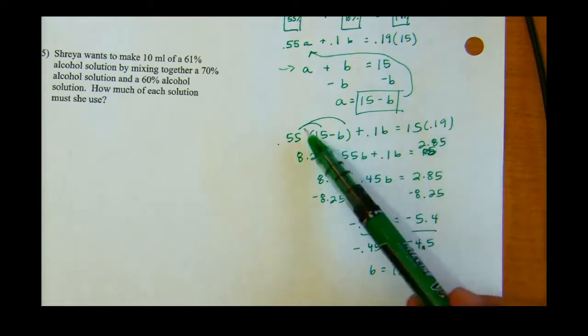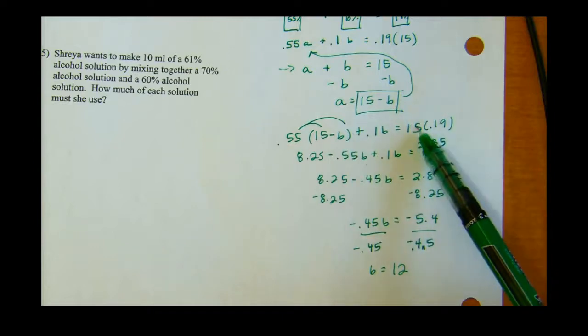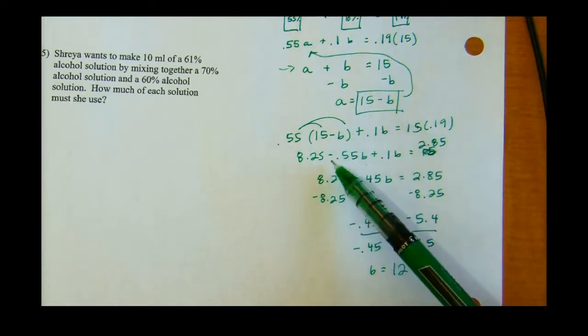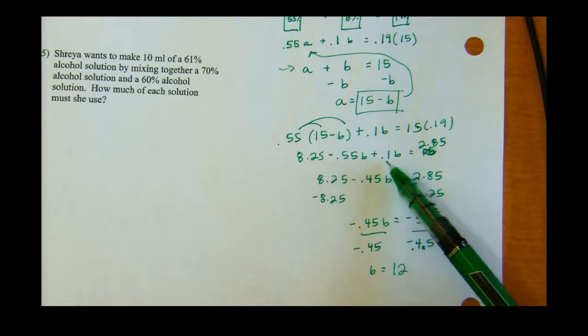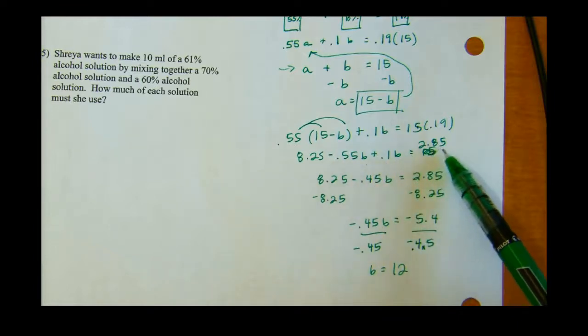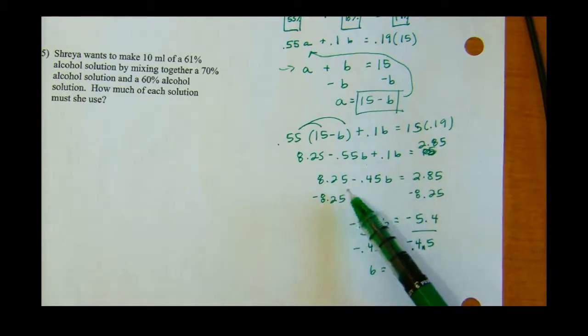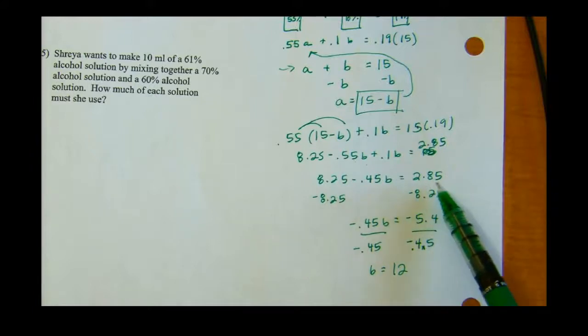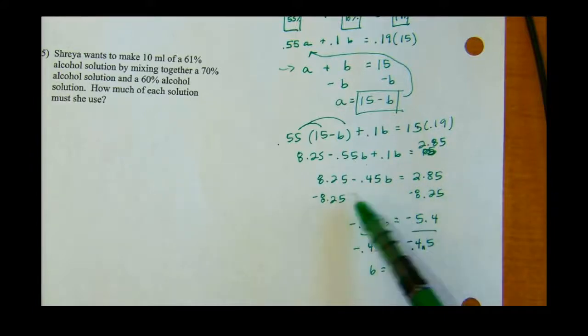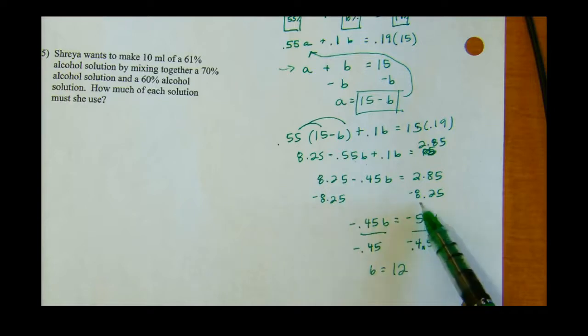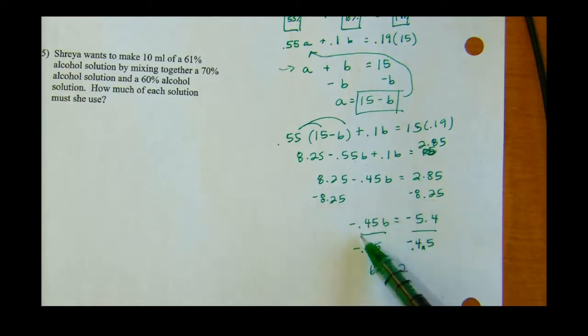Then I'm going to distribute and multiply these two terms together, so I get 8.25 minus 0.55B plus 0.1B equals 2.85. Then I combine my like terms over on this side, so I've got 8.25 minus 0.45B equals 2.85. Solving for B, I subtract 8.25 from both sides, so I get negative 0.45B equals negative 5.4. Divide by 0.45 on both sides, I get B equals 12, and I'm going to add liters to this.